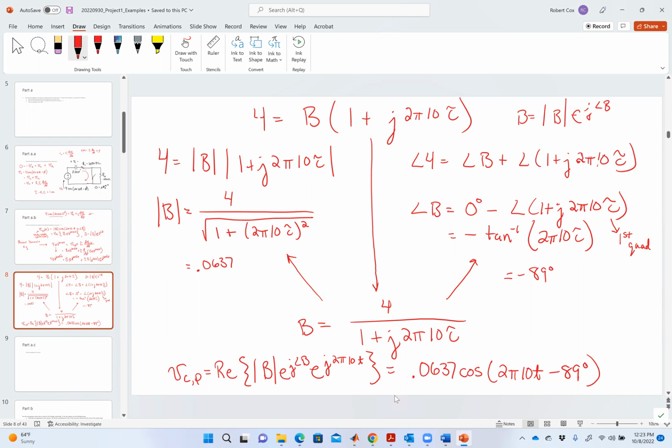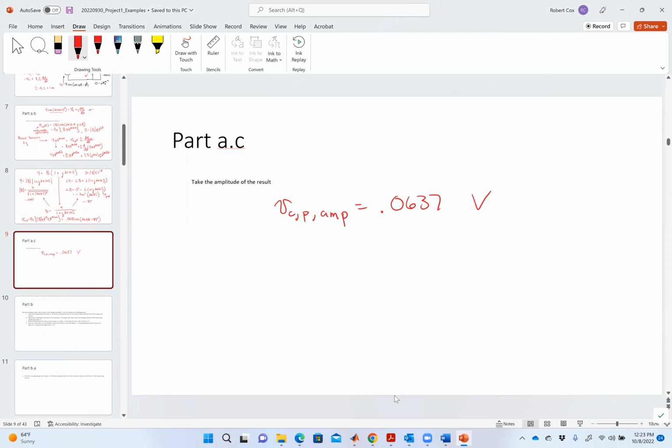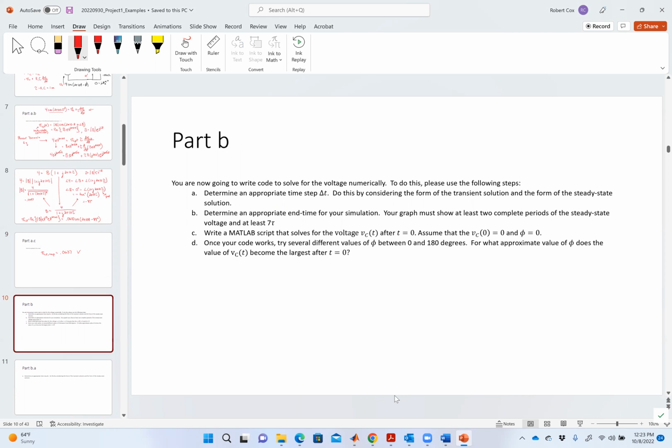That's our steady state. Part C asks me to take the amplitude of the result. The amplitude of the result, I'll call it V sub Cp amplitude, is equal to 0.0637 volts. That should be fairly straightforward. Notice I did nothing in there with the transient. I wasn't told to. All right, part B. Now I'm going to write code to solve for the voltage numerically.